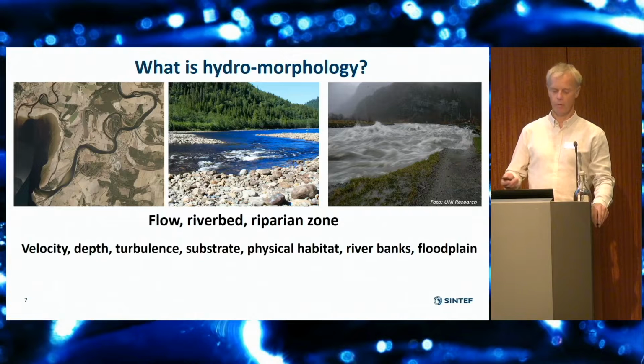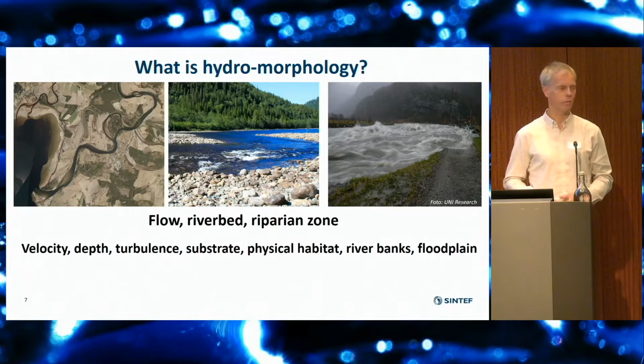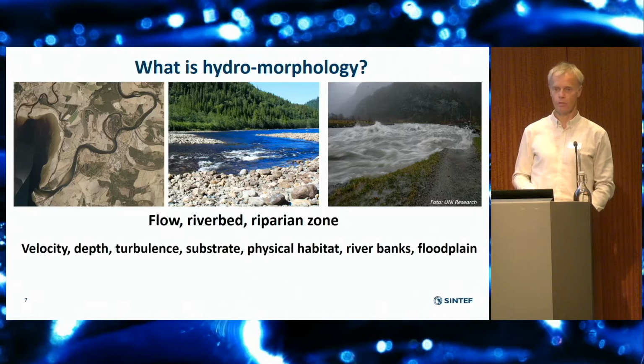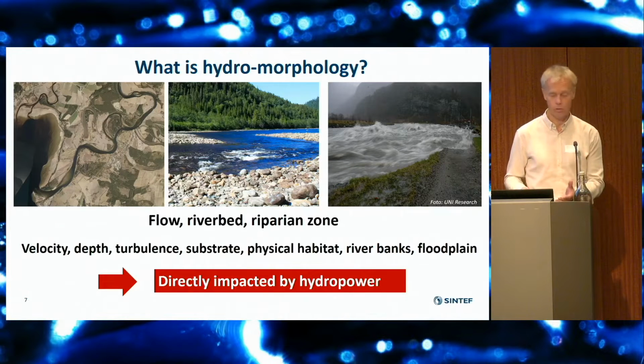Flow, riverbed, riparian zone, which is perhaps more detailed. You can think about the water velocity, the water depth, the turbulence, the substrate size, the substrate porosity, the physical habitat, the riverbanks, and the floodplains, not to forget. A lot of people would say that hydropower has an impact on biodiversity, fish and ecosystem. Please remember, the direct impact is on these factors, which again, of course, impacts all ecosystems.